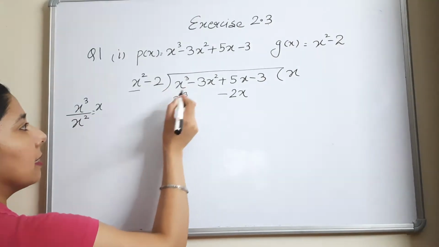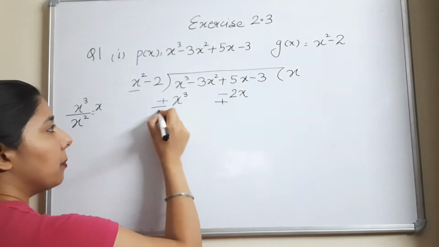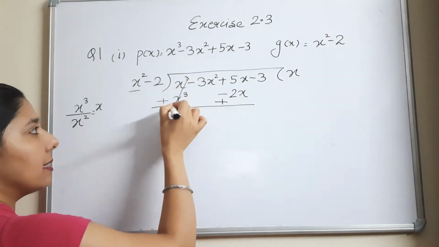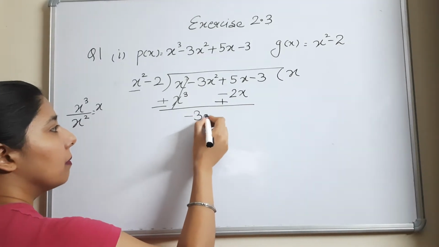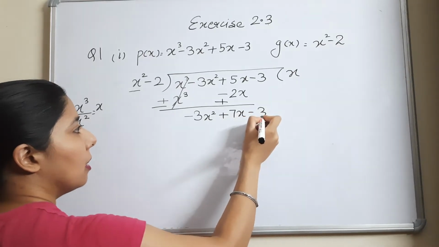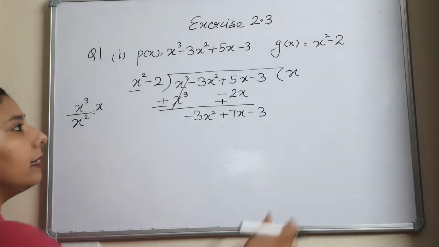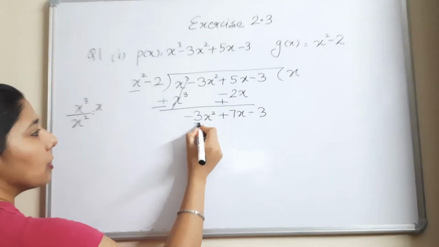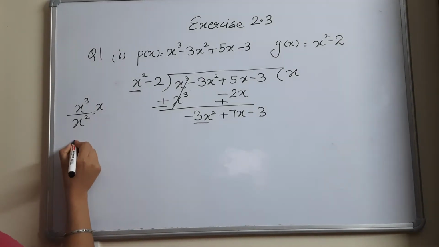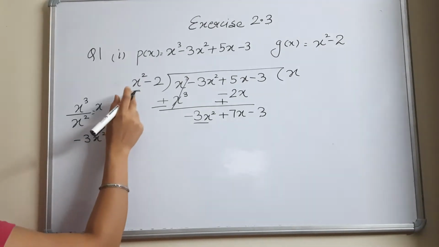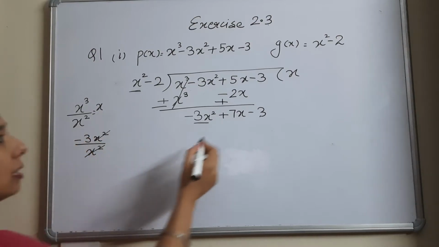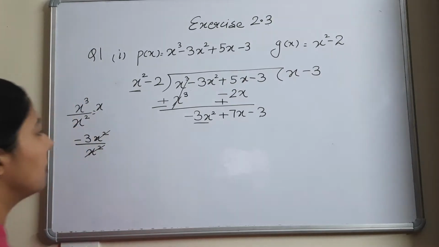Now we will subtract these. For subtraction we just change the sign. So this plus x cube and minus x cube both cancel each other. Bring this down. And what is this? Plus 5x plus 2x will be plus 7x minus 3. Now for calculating the second term, we will just focus on this and this. So write down minus 3x square here in the rough work and x square down. You just cancel them out and you are left with minus 3. So write here minus 3. So your next term is minus 3.